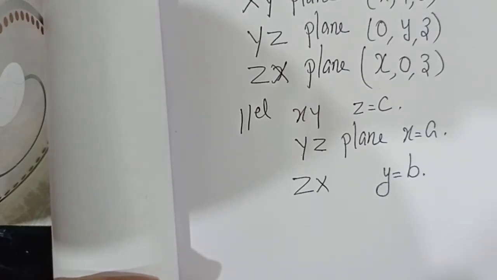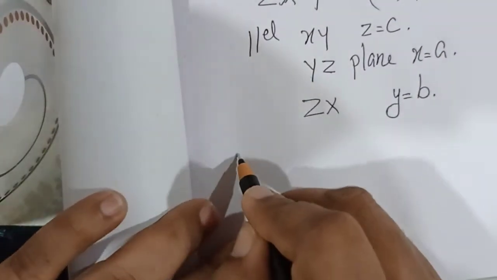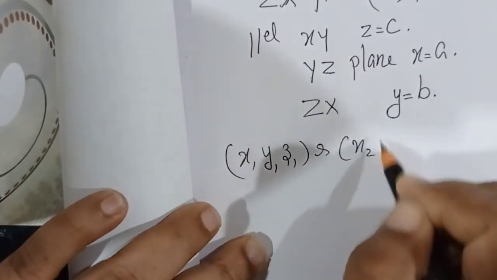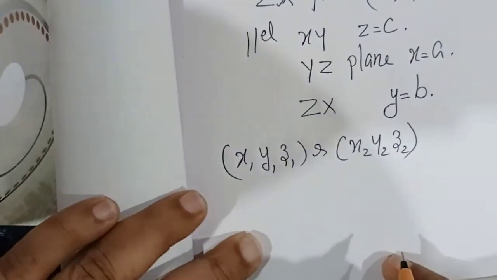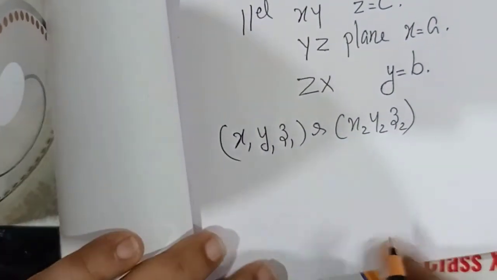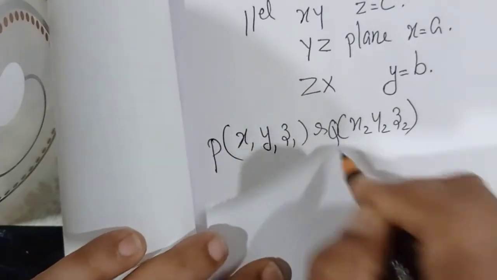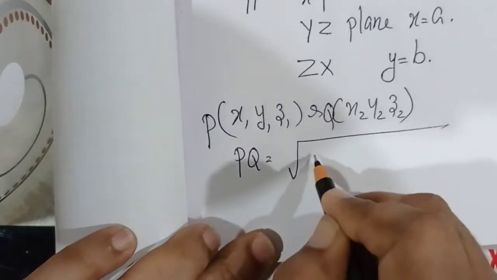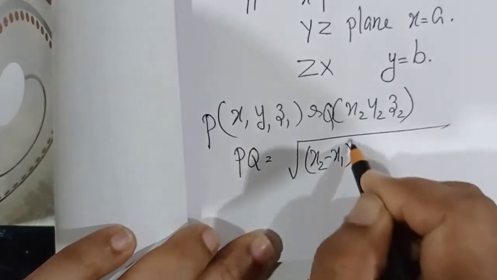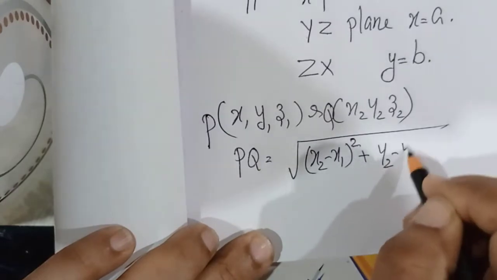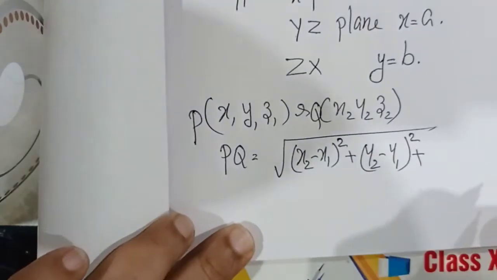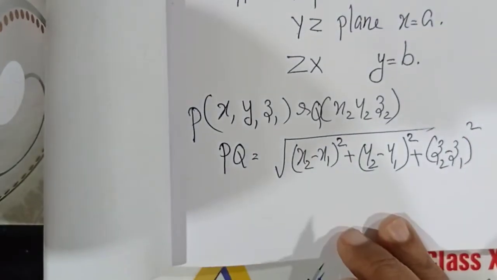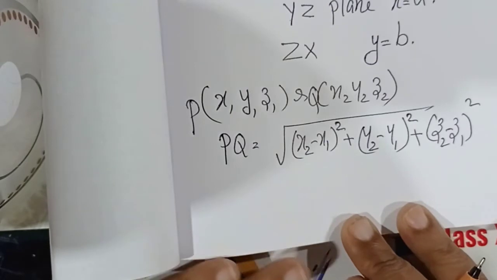If two points are there, can you say the distance formula? Suppose (x1, y1, z1) and (x2, y2, z2) are the points. Then can you find what is the distance between these two points? PQ is equal to root of (x2 minus x1) the whole square plus (y2 minus y1) the whole square plus (z2 minus z1) the whole square.